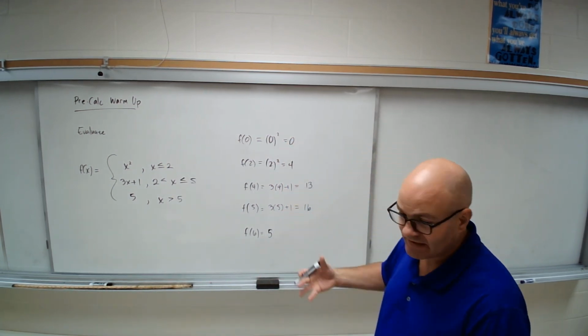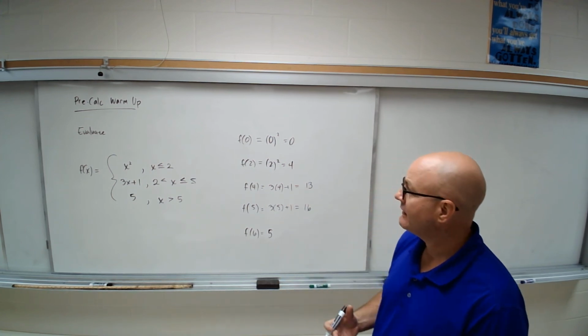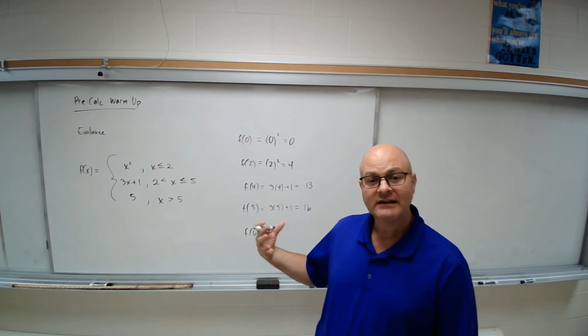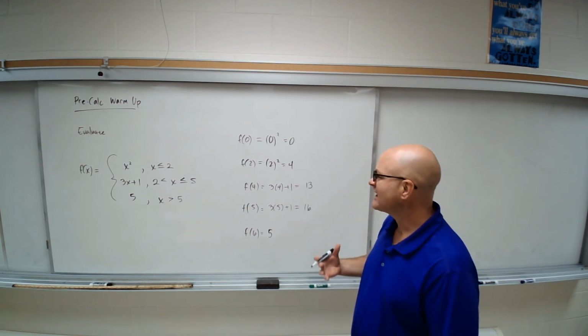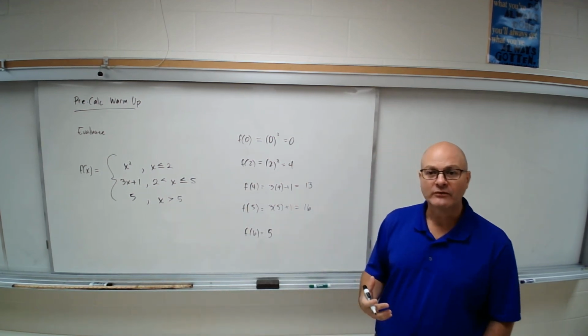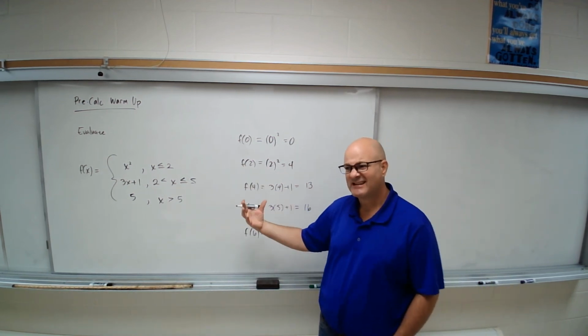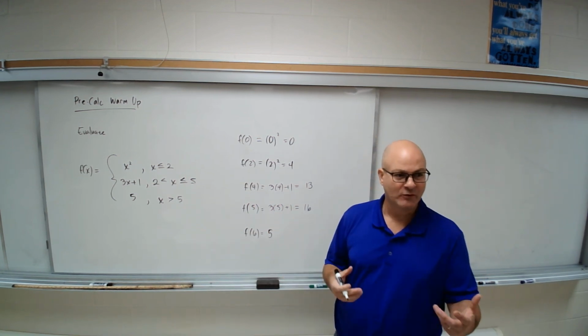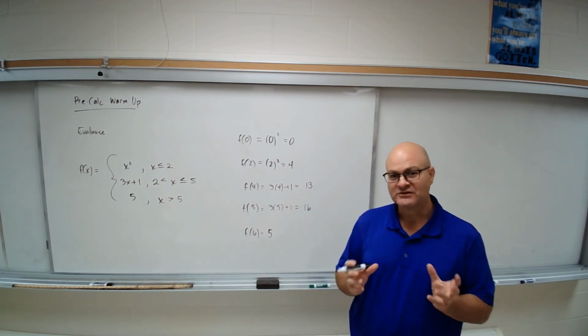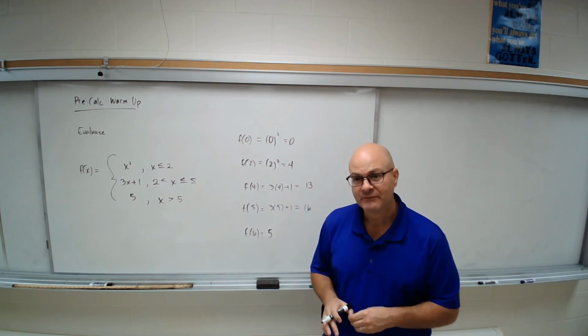That's just an introduction of how to evaluate a piecewise function, given a piecewise function. Next week we'll come back and look at how to graph those. We want to make a graph of this, and it's not much different. Just a couple of things to watch out for, and sometimes open circles and closed circles can be a little confusing. So there we go.